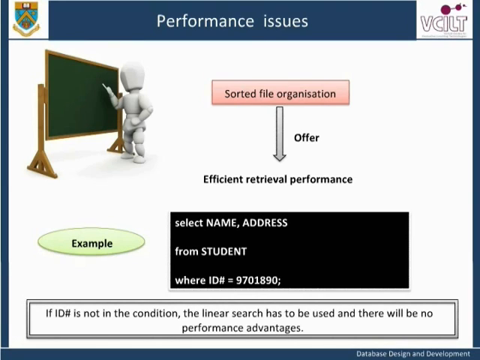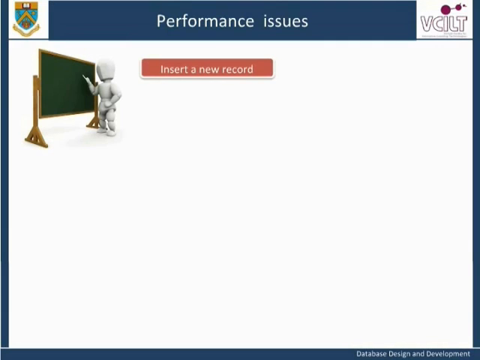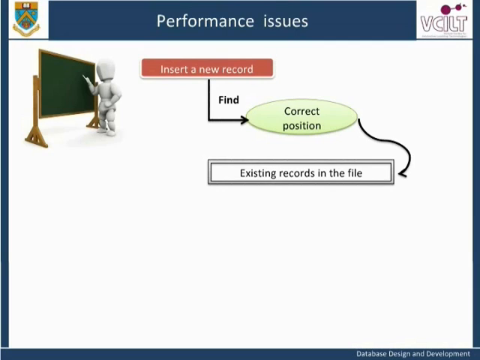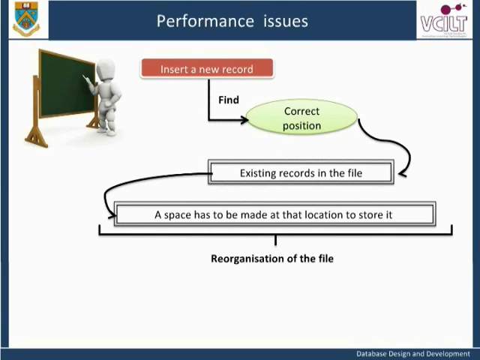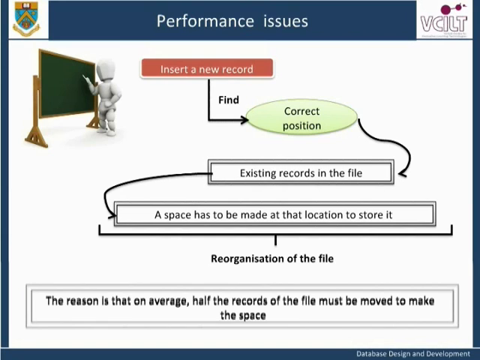Update operations, for example insertion and deletion, are expensive for an ordered file because we must always maintain the order of records in the file. To insert a new record, we must first find its correct position among existing records in the file according to its ordering field value. Then, a space has to be made at that location to store it. This involves reorganization of the file, and for a large file, it can be very time-consuming. The reason is that, on average, half the records of the file must be moved to make the space.